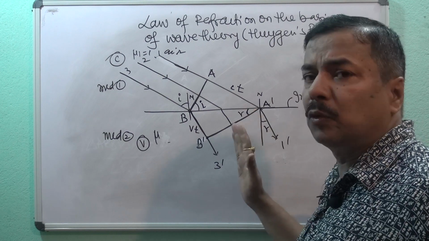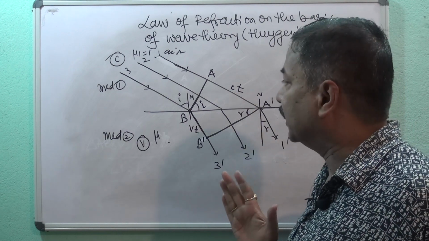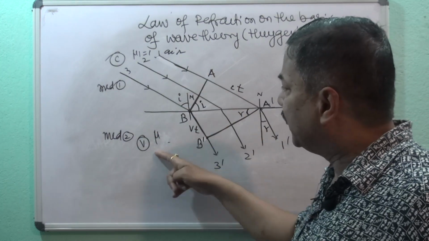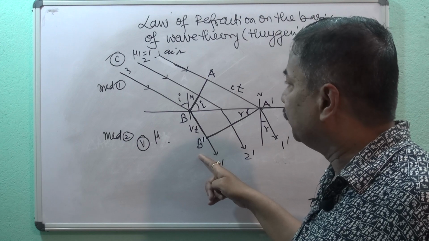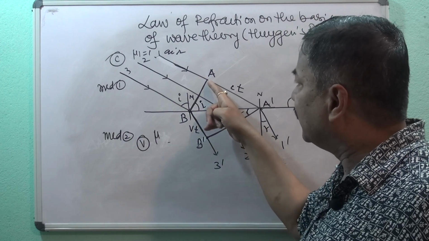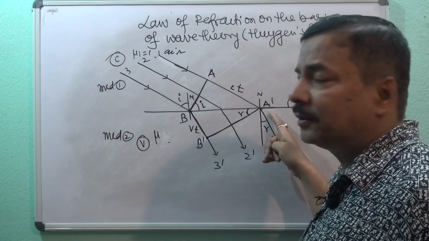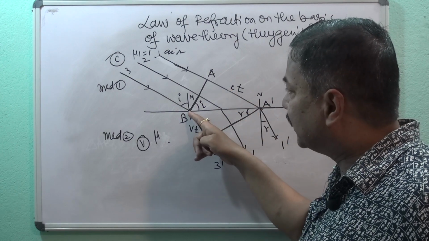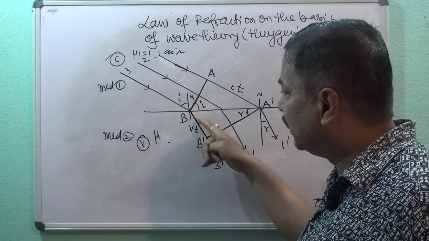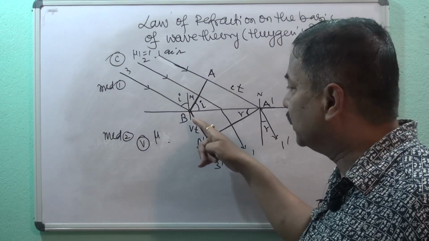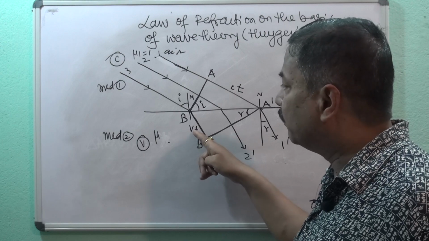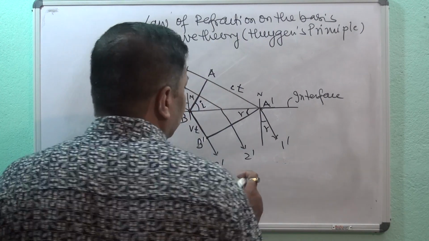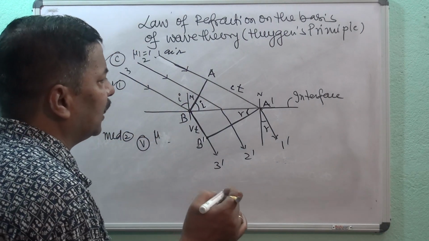So what I would like to tell you is that we have to prove Snell's law of refraction. c is the speed of light in medium 1 and v is the speed of light in medium 2. In the time light reaches from A to A dash, covering a distance c into t, light covers a distance of B to B dash in medium 2, so this distance is v into t. Why? v is the speed of light in medium 2.